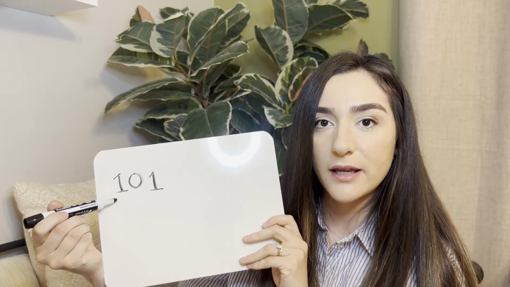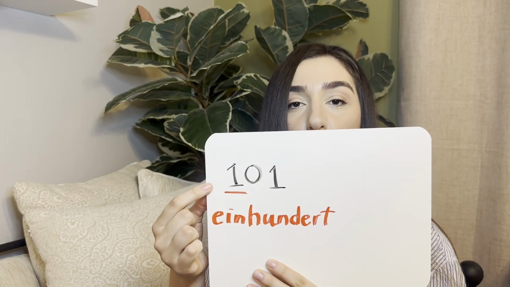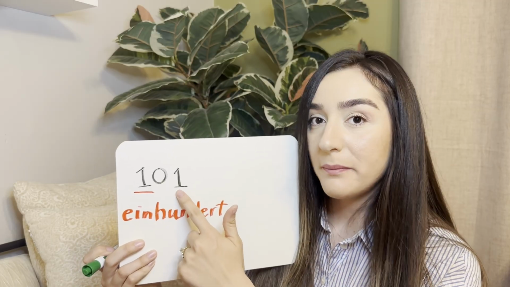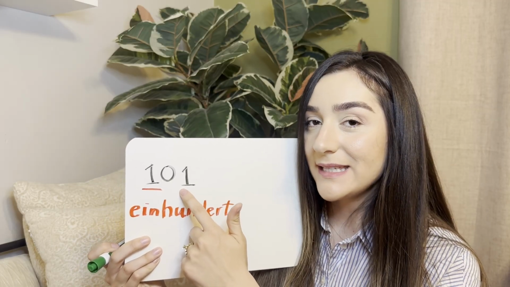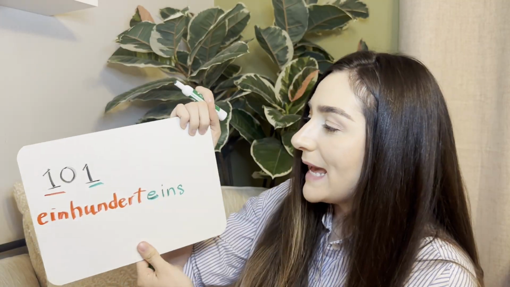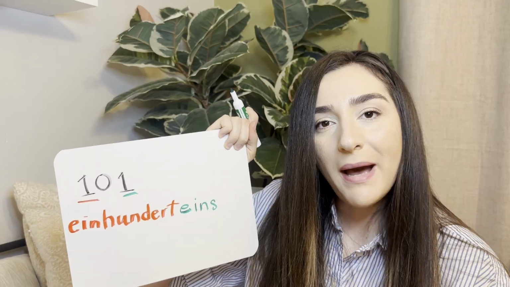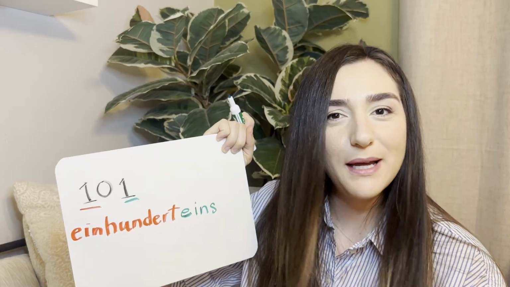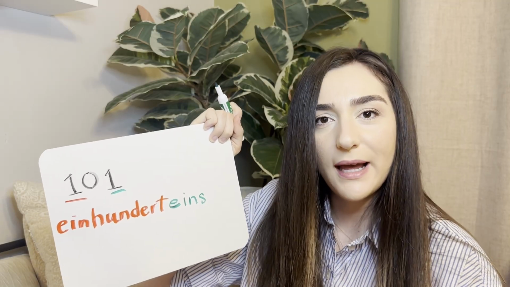What is our 100 here? Hundert. Then I'm going to move on with my 1, and that is eins. That's right. Then I will move on to my tens. My 10, though, is a 0, which means that I'm not putting anything after the word eins.